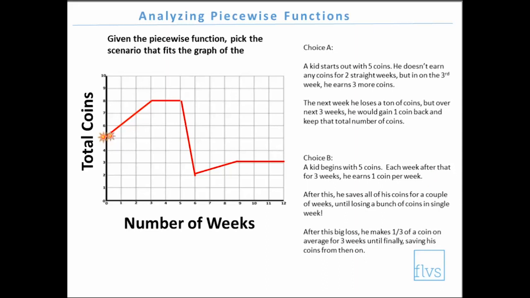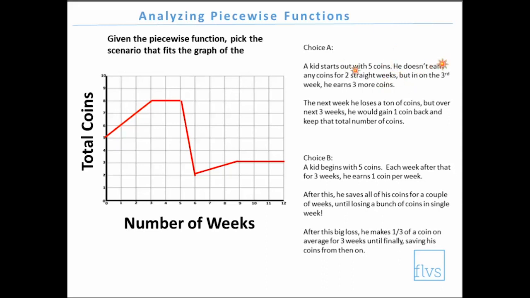Well, from the 0 weeks to the end of the first week, he made a coin according to this graph. And he made that same coin a part of this linear piece. So this one is actually right away going to be choice B, usually, but we still want to point it out. Now, why is this one wrong?